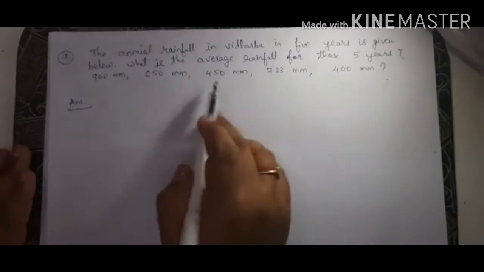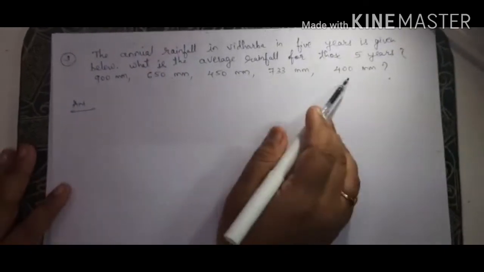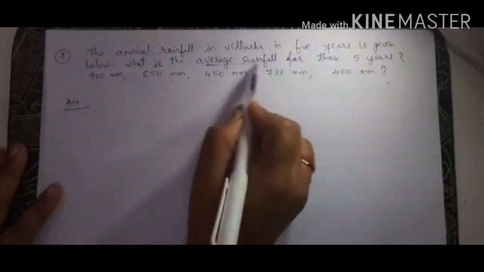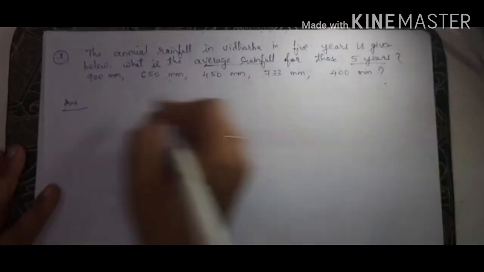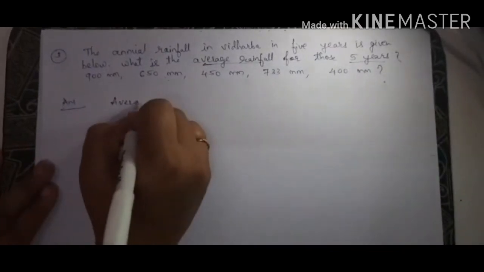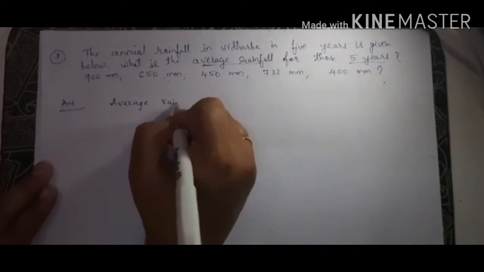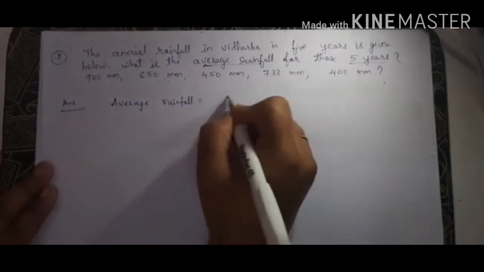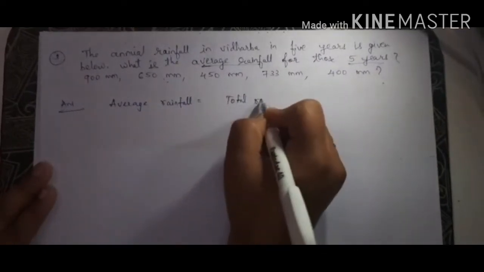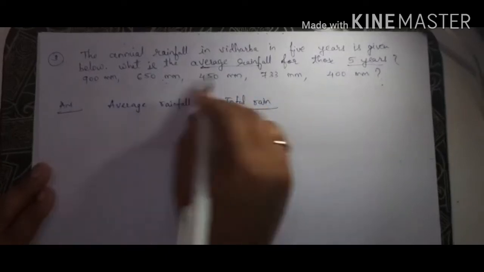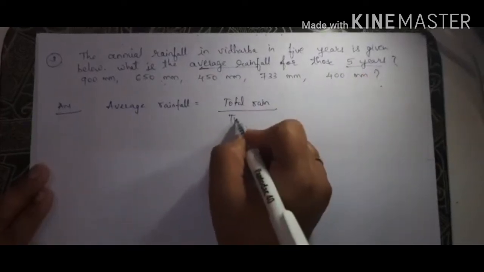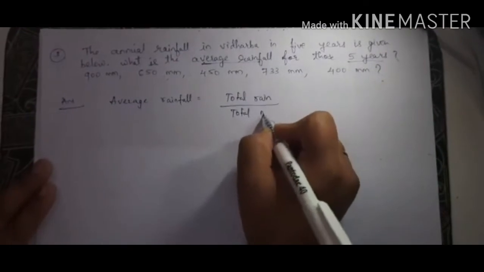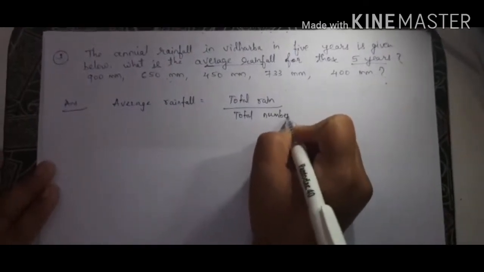The annual rainfall in Vidarbha in 5 years. This is regarding 5 years data. What is the average rainfall? We have to find it for these 5 years. So we'll write like this. Average rainfall is equal to total rain divided by total number of years.